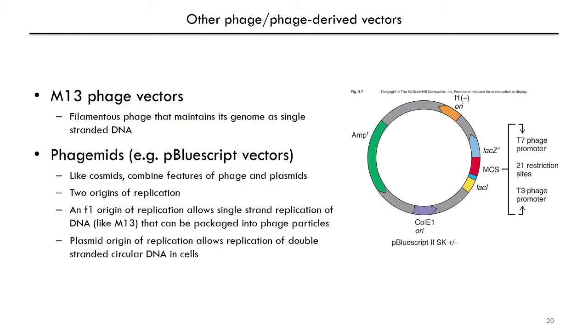Like cosmids, there are other plasmid-type vectors with phage-like features. Plasmid vectors derived from M13 phage are called phagemids. They have two origins of replication. One plasmid origin of replication allows it to replicate as circular double-stranded DNA as a normal plasmid would, and another origin of replication, an F1 origin coming from the filamentous phage, allows the DNA to be replicated as single-stranded DNA, which can then be packaged into M13 phage particles. I won't go into much more detail here, just to introduce that there are other types of phage-derived vectors.